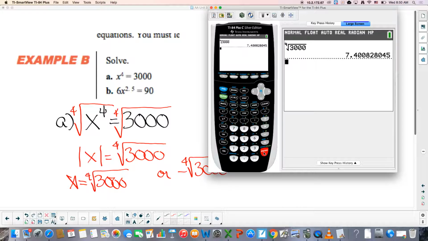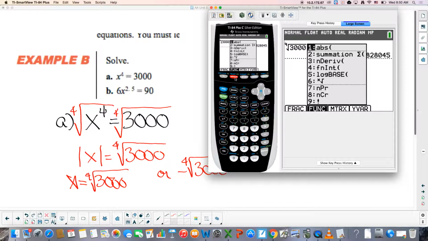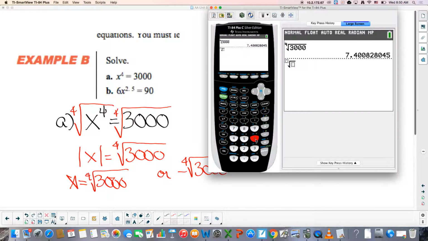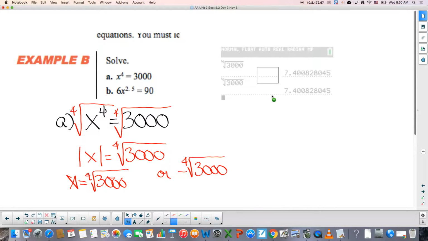Now, can I do it a different way? I'm going to do alpha, and it's window, I think. There's the root there, if you have the newer operating system and the shortcut keys. I don't know that it's any shorter. And we put the 4 in there, and we put the 3,000. No matter how I do it, it's the same. Whoops, there it is.